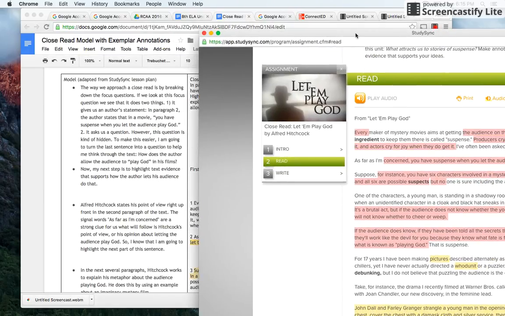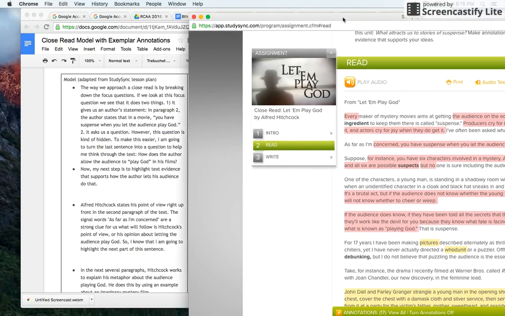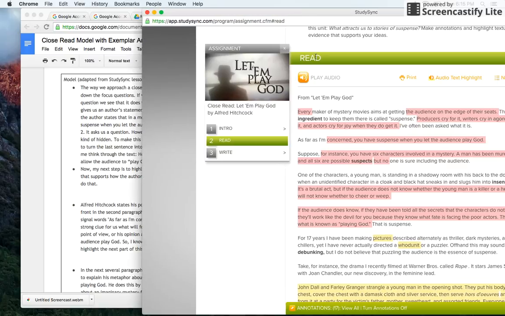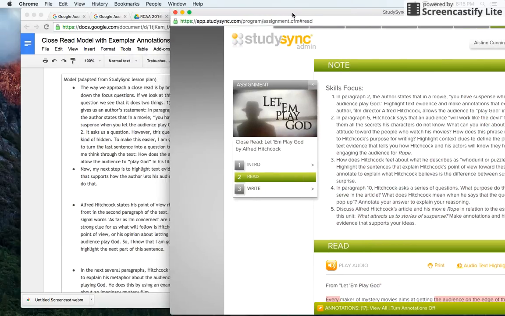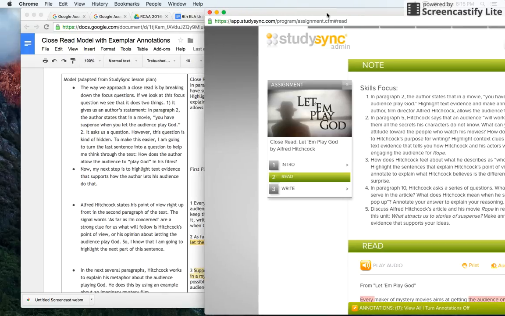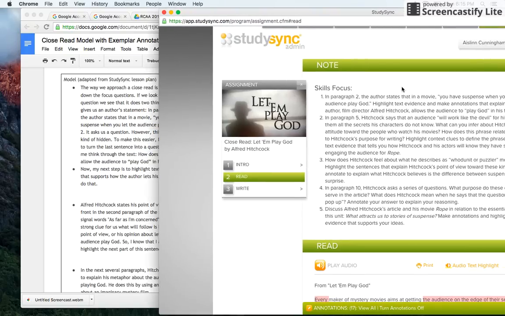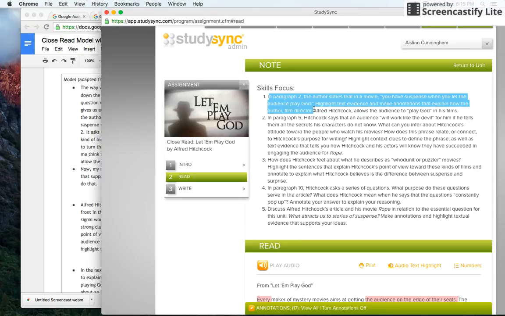What this looks like is me going, all right, so the way we approach close read is by breaking down the focus question. Got our focus questions up here, or our skills question, starting with number 1. If we look at this focus question, we see that it does 2 things. 1, it gives us an author's statement. In paragraph 2, the author states that in a movie you have suspense when you let the audience play God. So it tells us something or reminds us something that we already know.